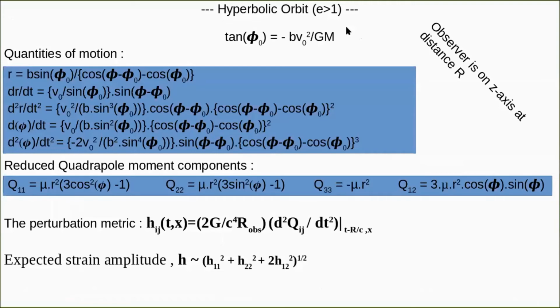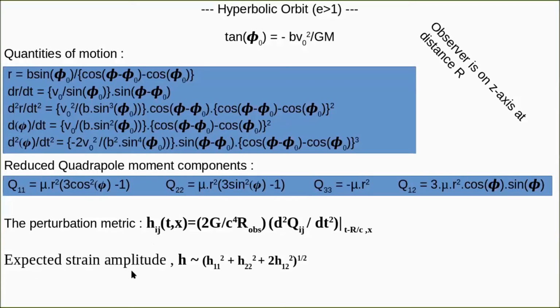something different, because it is not the periodic case, where here I define the phi naught as the epoch angle, and v naught is our initial velocity. So thereby, the quantities of motion we can calculate from the Keplerian laws in terms of phi. Phi means the polar angle, and using this, and using the reduced quadrupole moment components, we see that the perturbation metric, we can calculate this as a double derivative of time, as we have done already.